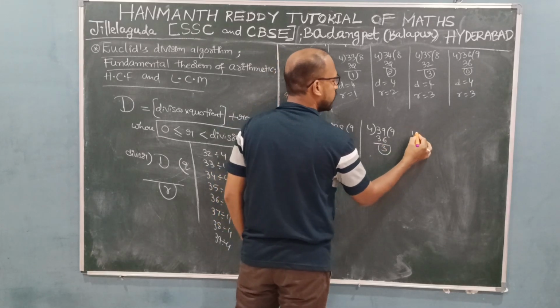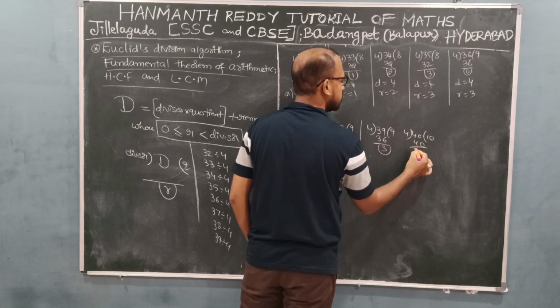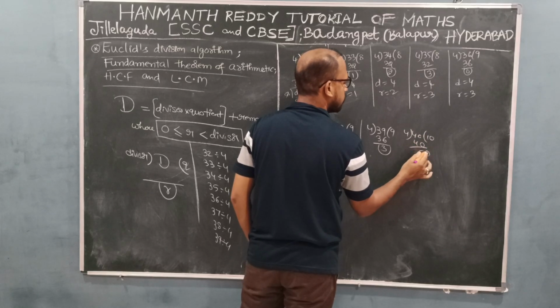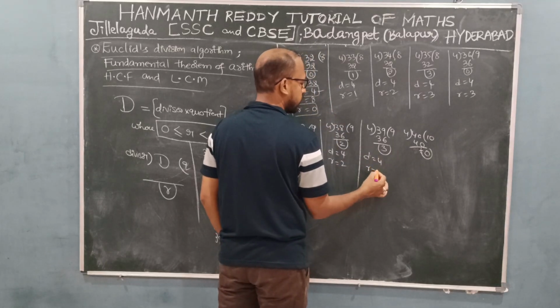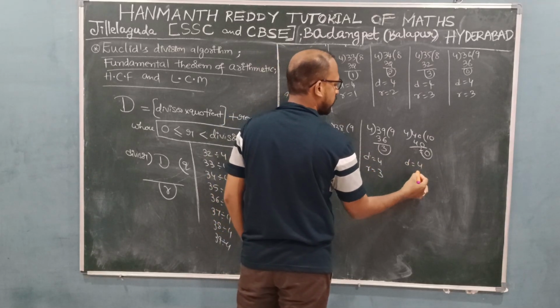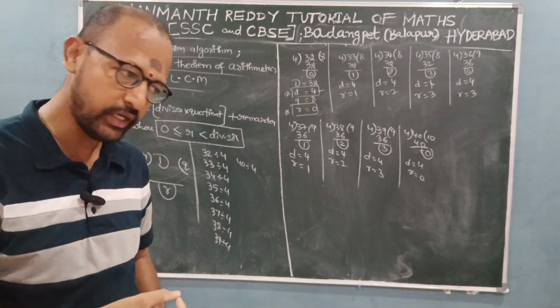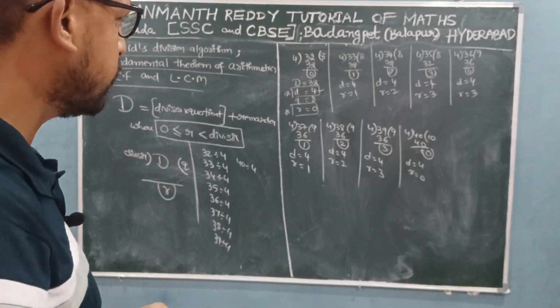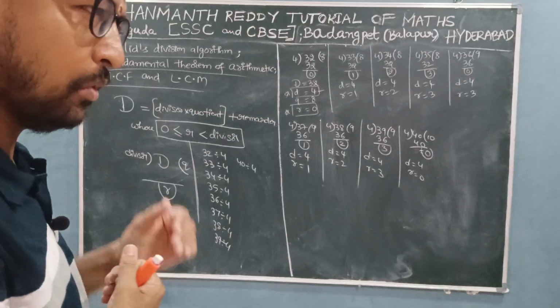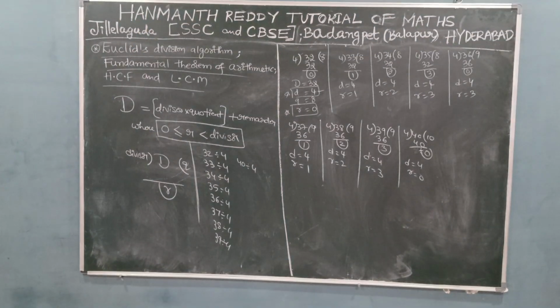Now 40 divided by 4. 4 tens are 40, 40 minus 40 is 0. Remainder is 0. So divisor is 4, remainder is 0. Now I will explain very slowly. If you observe carefully, all the questions contain divisor 4. All the questions contain divisor 4. Listen very carefully.